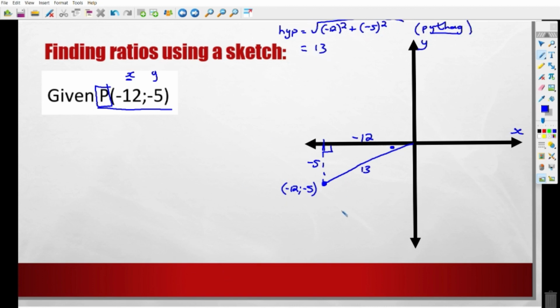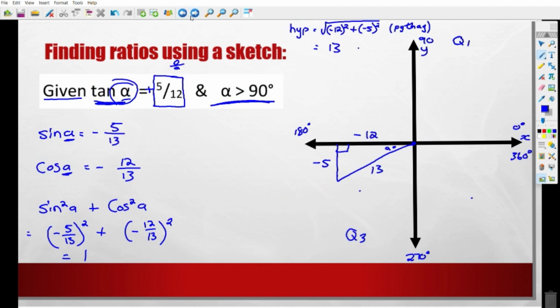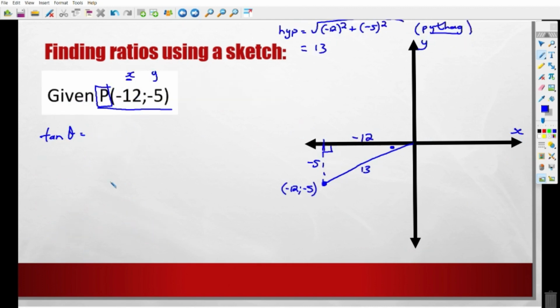Now I can ask you any question, for example, go find tan of theta for me. Let's call it theta, because it doesn't really matter unless they tell you. In the previous question they told you it was angle A. If they don't say anything, I'm just going to call it theta. I can call it A, I can call it B, whatever you want. So tan of theta: we know tan is opposite over adjacent, so that's negative 5 over negative 12, and a negative over a negative is a positive 5 over 12.